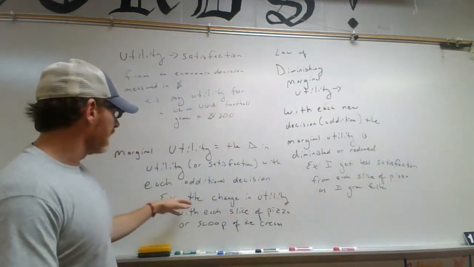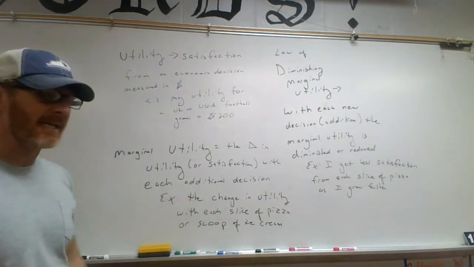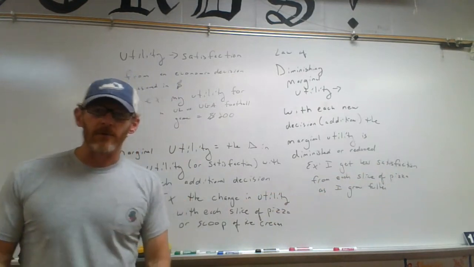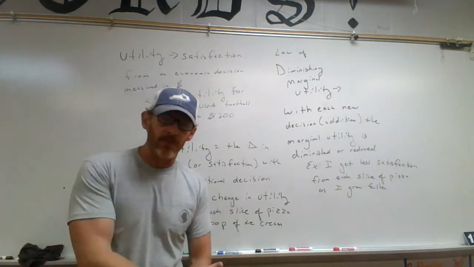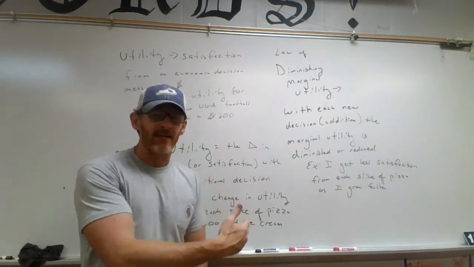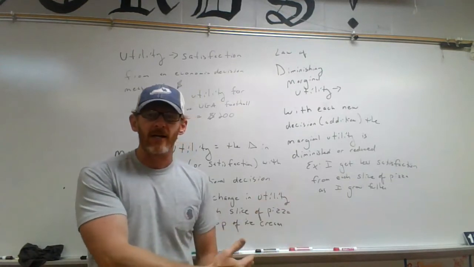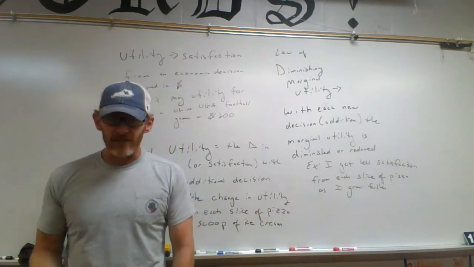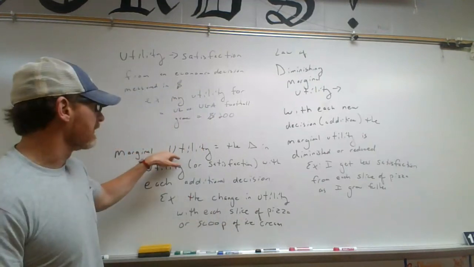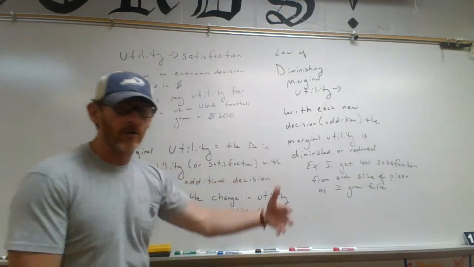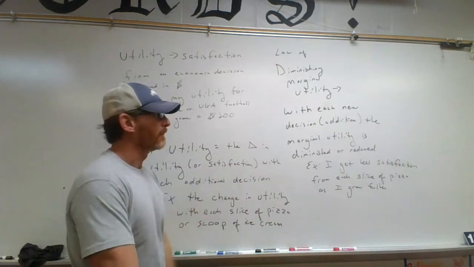Another example would be, let's say you're eating pizza. The satisfaction you get would be different with the first piece than it would be with the second piece, or the third piece, or the fourth piece, right? So our satisfaction changes with each additional one. We call that marginal utility, the change in utility with each additional purchase or decision.